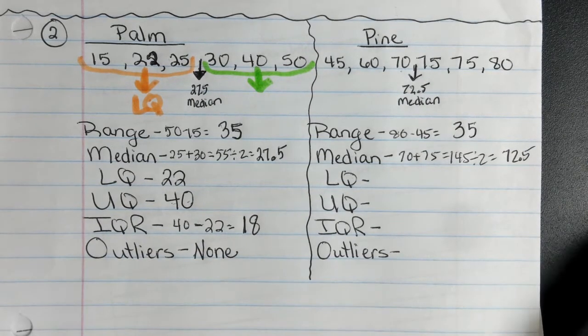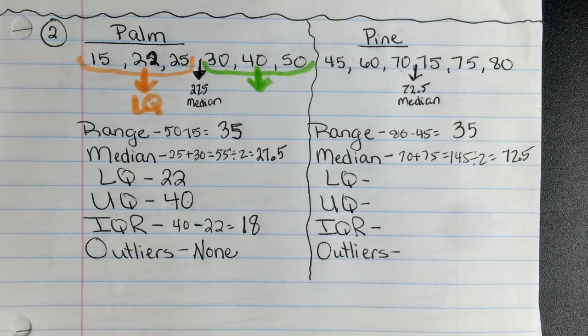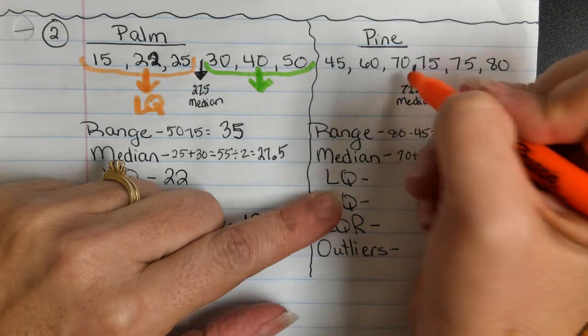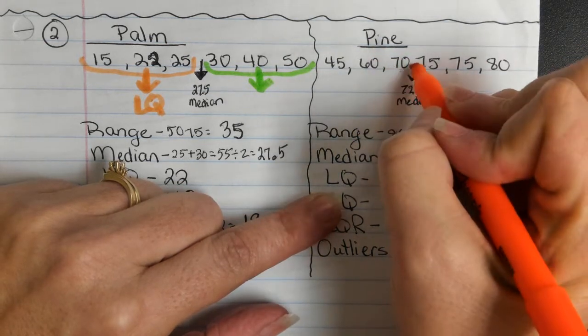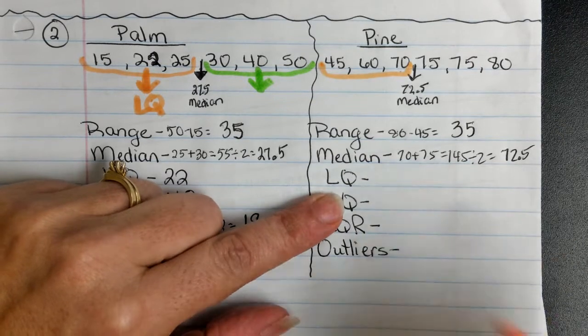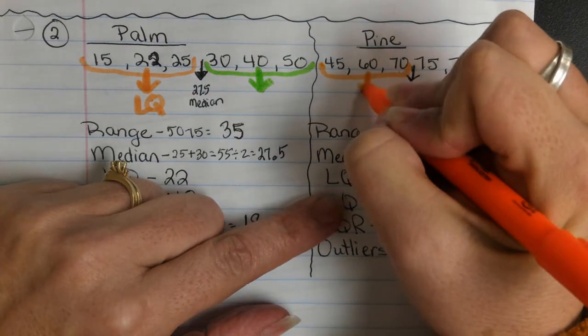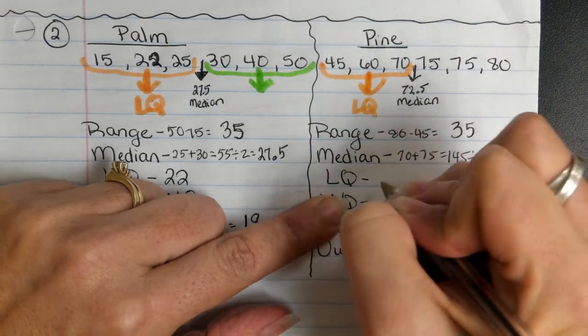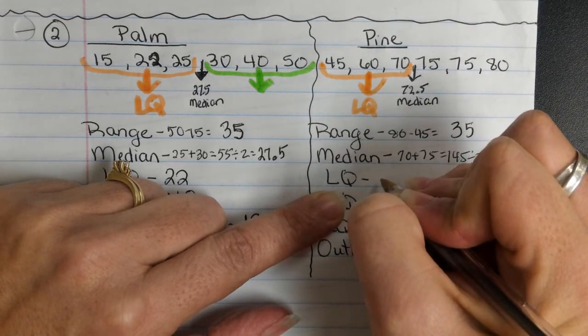So, my LQ, I'm building it on everything to the left because it's the lower quartile of the median. So, 70 is included all the way to 45. 60 is the LQ because it is the median of the lower numbers.